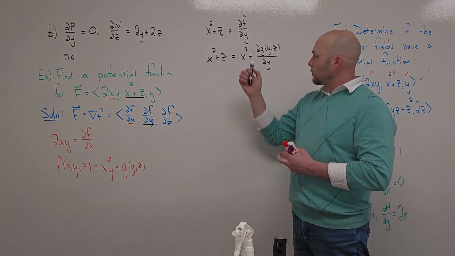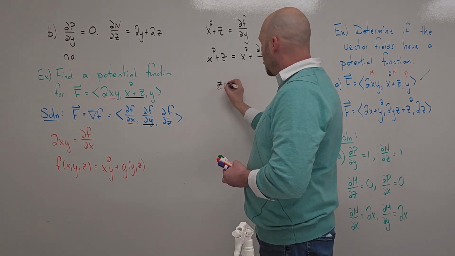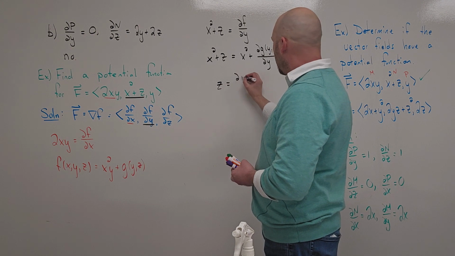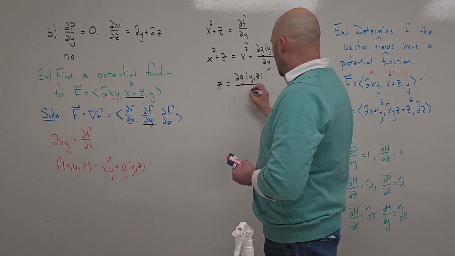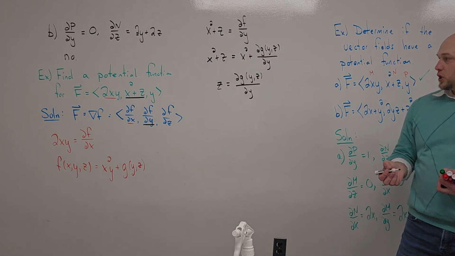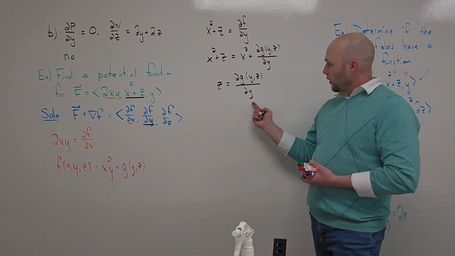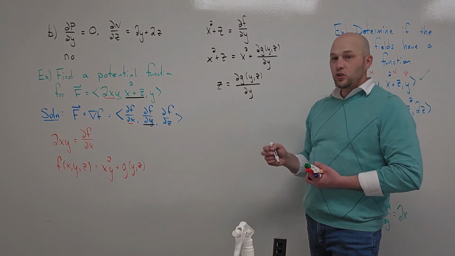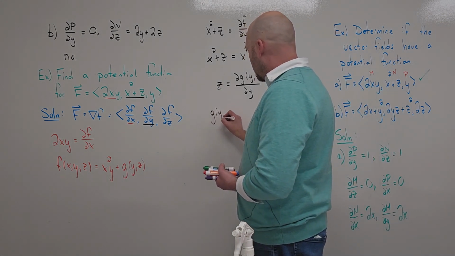Canceling x squareds from both sides, this gives me the following equation. z is equal to the partial derivative of g with respect to y. So what do I know then about the function g? It could have y's and z's in it. I know that when I differentiate with respect to y, I get just a z. So here's one thing I can say about the function g of y, z.